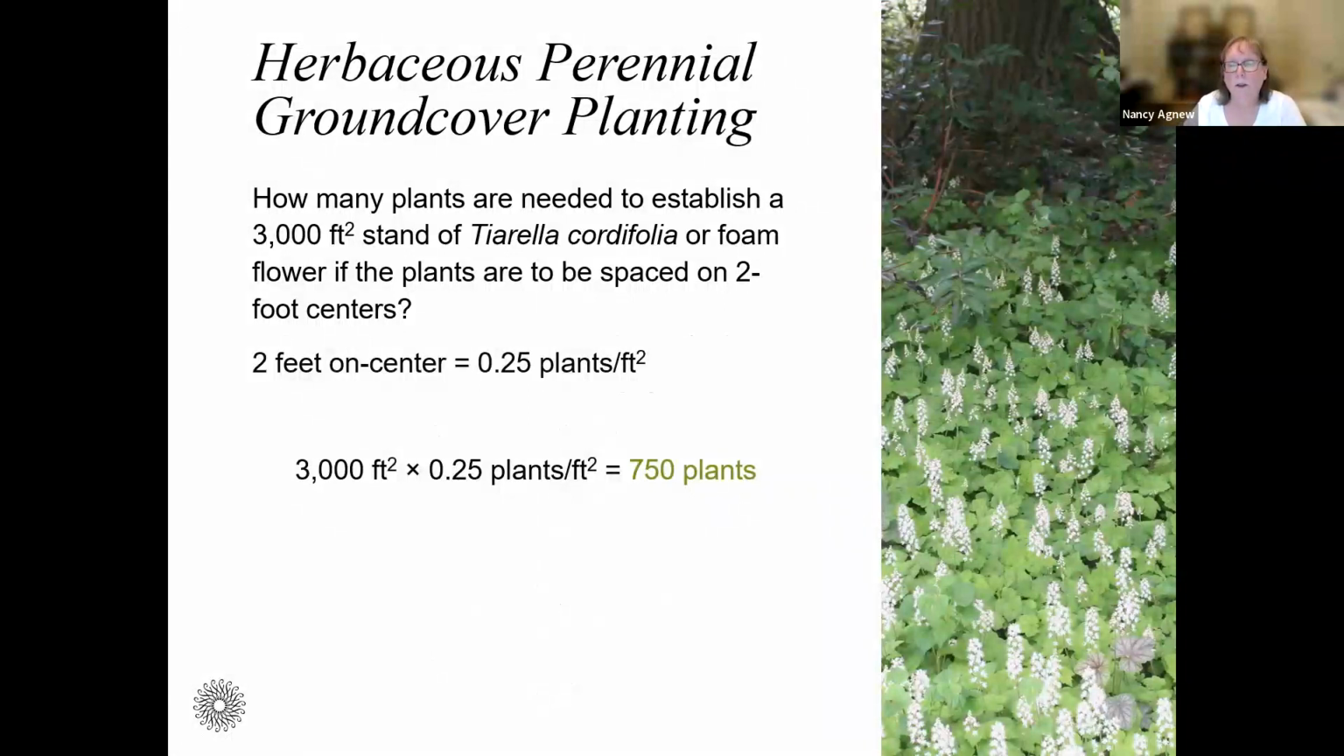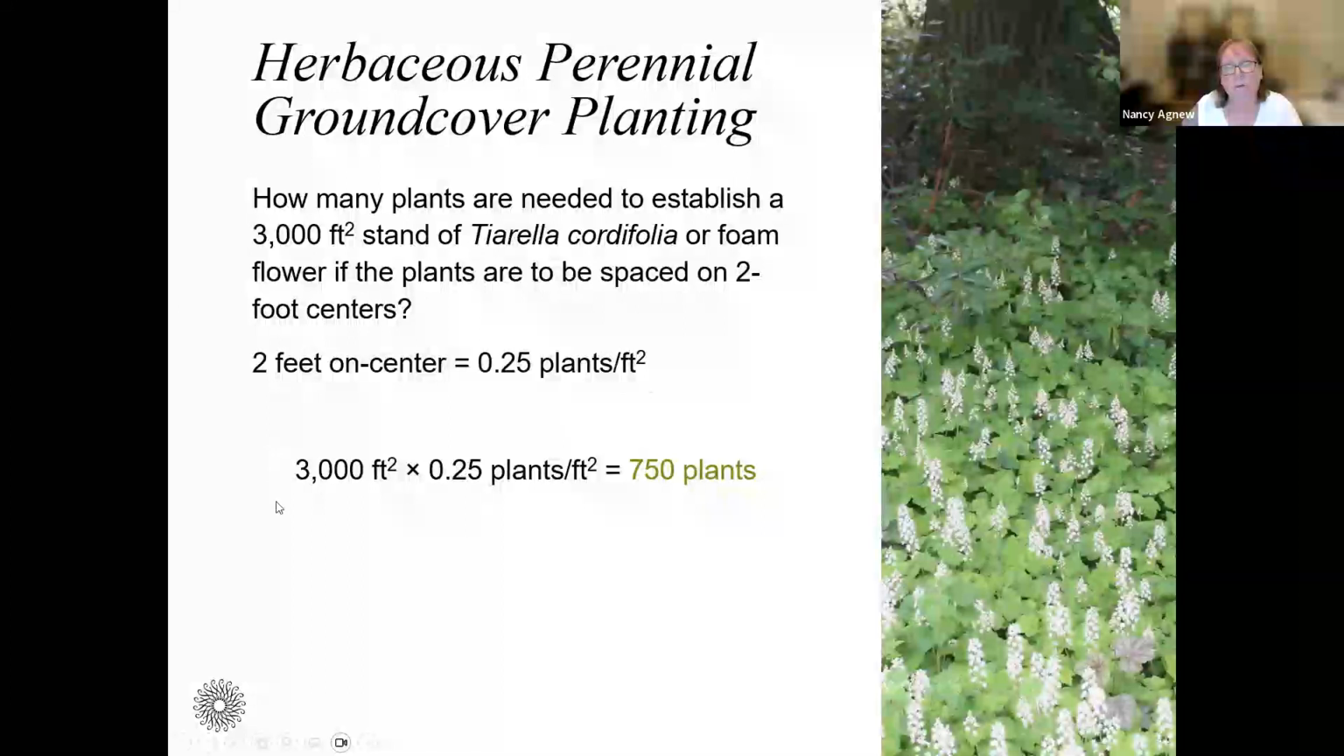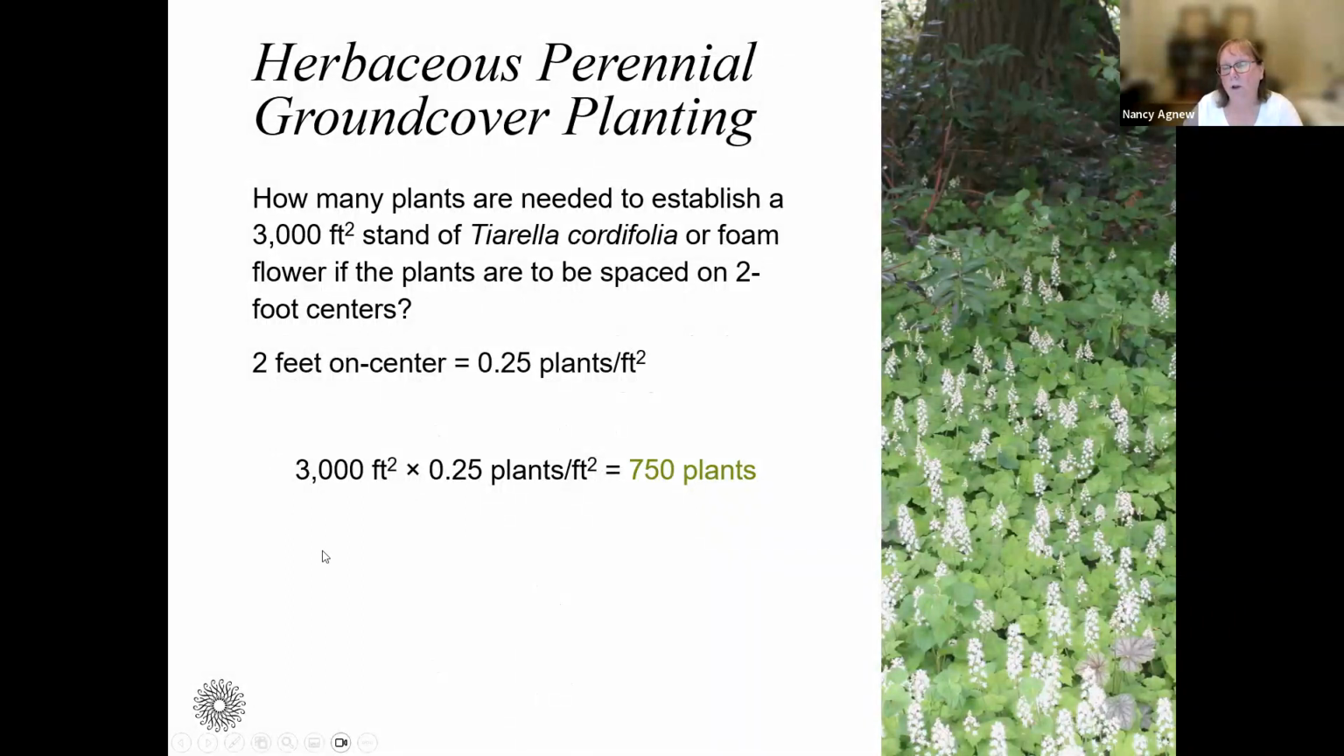Okay, so back to the problem. We've got 3,000 square feet to fill. We're planting them on 2-foot centers, or 2 feet on center, or 2 feet OC. And that's equivalent to 0.25 plants per square foot. So 3,000 square feet times 0.25 plants per square foot means you need to purchase 750 plants.